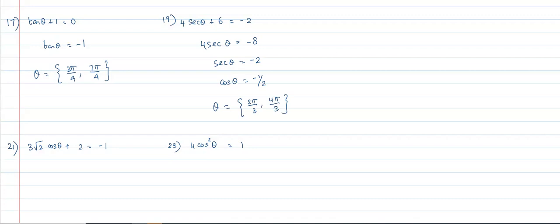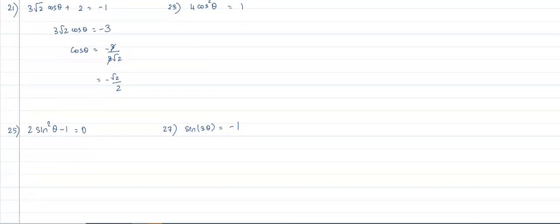Subtract the 2 first for the next one, and then divide. The cosine is -√2 over 2. So where is cosine -√2 over 2? It is in the second and the third quadrants. Again, the angles will be 3 pi over 4 and 5 pi over 4.